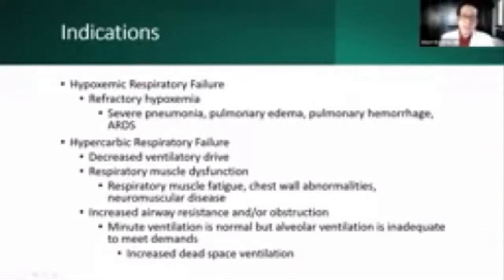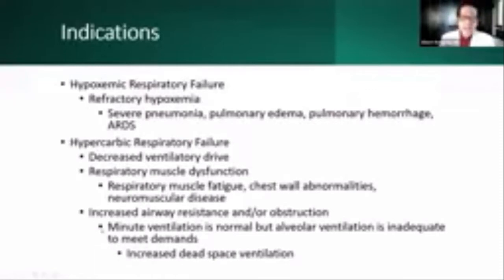The second reason why we put them on a mechanical ventilator is if they develop hypercarbic respiratory failure. That usually happens if they have a decreased ventilatory drive, like an opiate overdose where the patient is not breathing. There is respiratory muscle dysfunction, that is patients with respiratory muscle fatigue, chest wall abnormalities, neuromuscular disease like ALS, patients who are not able to breathe on their own because of muscular dysfunction like myasthenia, which is a nerve dysfunction.